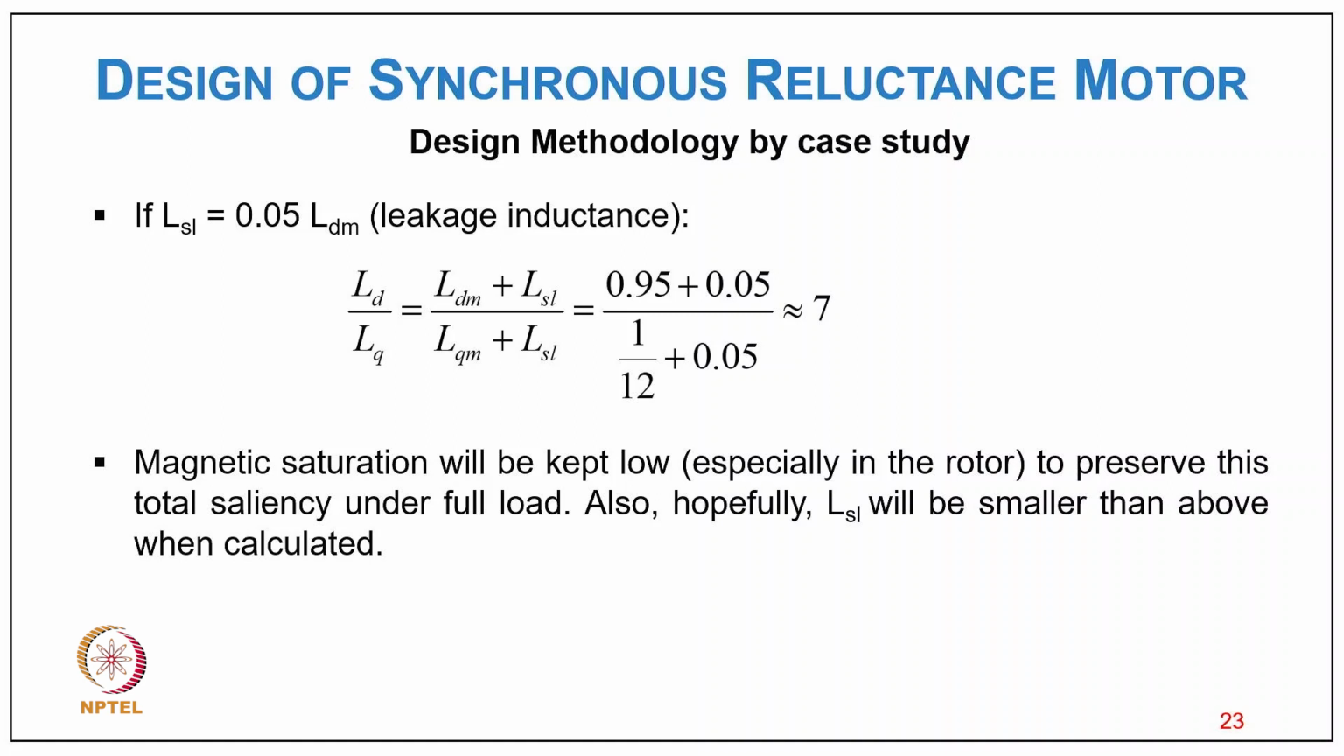that is (LDM + LS1) divided by (LQM + LS1), comes around 7. So, magnetic saturation will be kept low, especially in the rotor, to preserve this total saliency under the full load. Also, hopefully LS1 will be smaller than above when calculated.